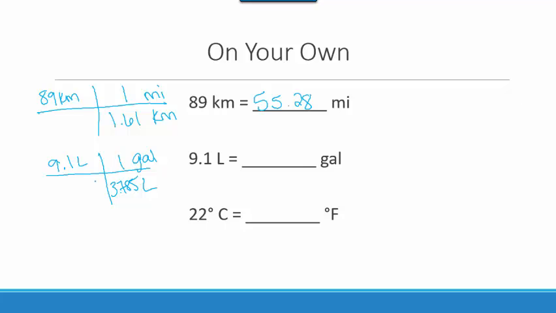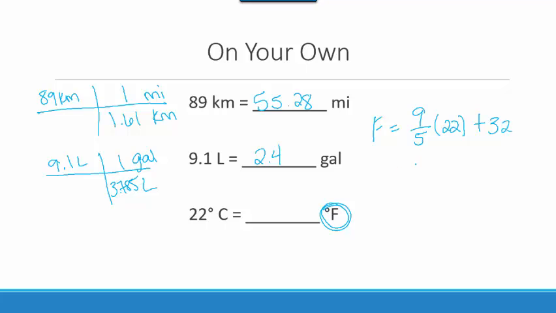So since it's top to bottom, I'm going to divide these two and I get approximately 2.4 gallons. And then this last one, I'm asking you to go to Fahrenheit. So again, I look at what is equal to, and I'm going to use the formula that says F equals 9/5 times my Celsius temperature, which is 22, plus 32.